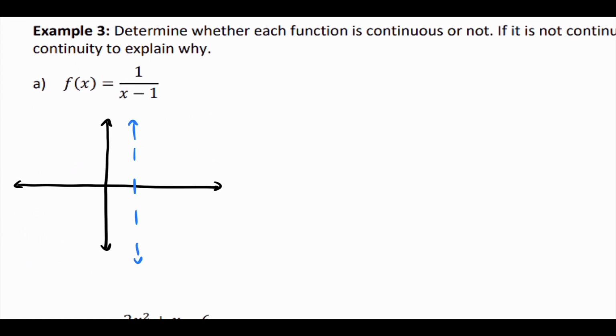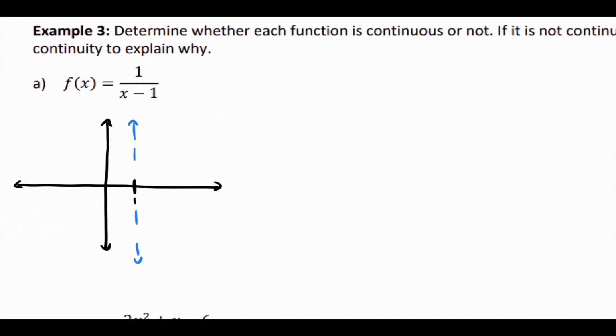At positive 1, there's a vertical asymptote. I know that, because we've done finding vertical asymptotes. There's no other number I can plug in for x that's going to give me 0 on the bottom. So the only value I need to check is x equals 1.